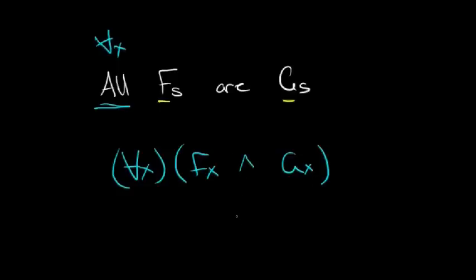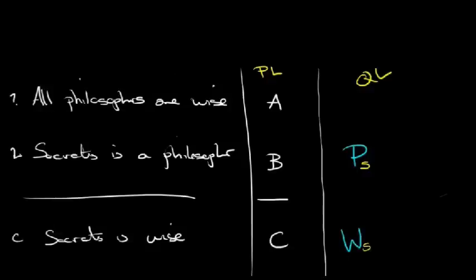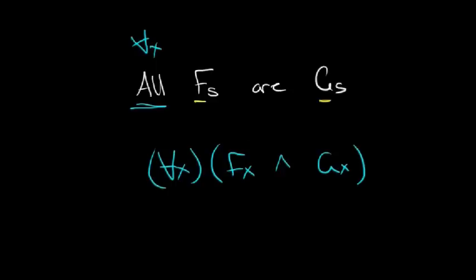Does a conjunction work? This would say everything is both an F and a G. So if we applied that in our case above, if we translated this in the same way, we'd be saying everything is a philosopher and is wise. So that's not right. If we used a disjunction, everything is either a philosopher or it's wise. In this case, everything's F or G. Again, that's not going to work. How about the conditional?